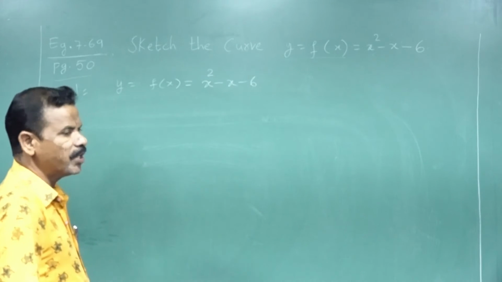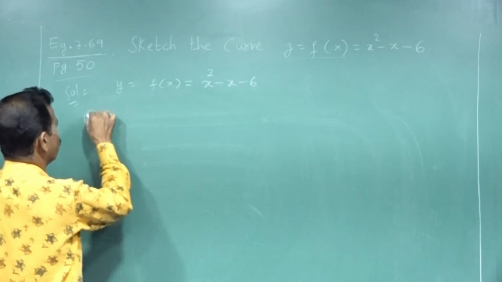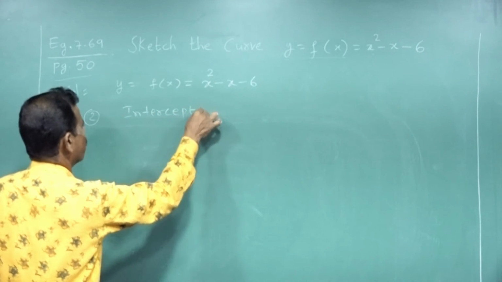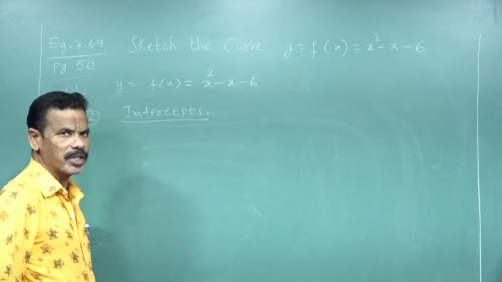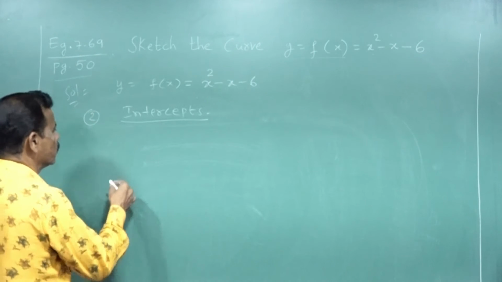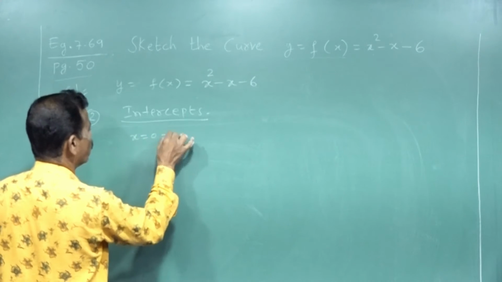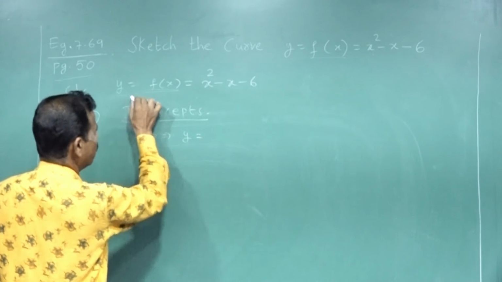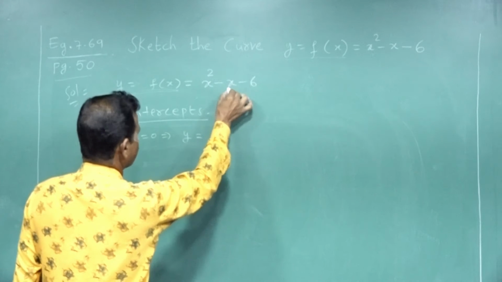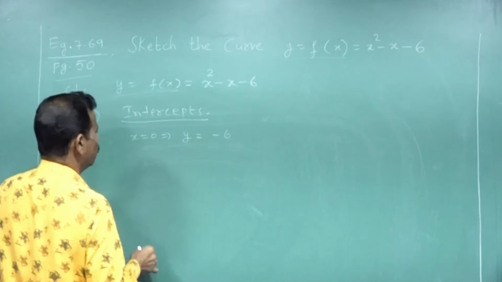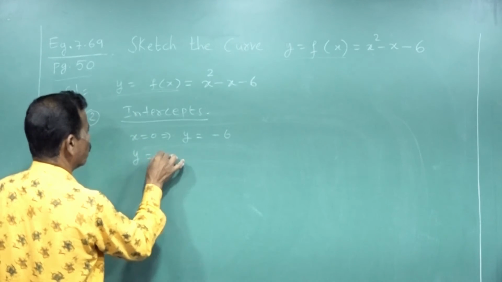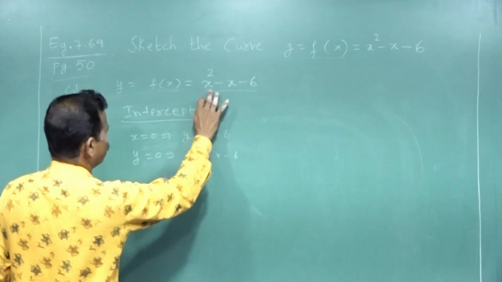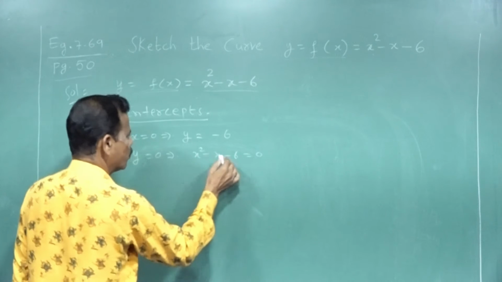After that, the intercepts of the curve. Second, find the intercepts of the curve. How do we find the intercepts? Already I told you. If x is equal to 0, then y is equal to how much? This is y is equal to f of x. Put x is equal to 0: 0, 0, minus 6 comes. Then put y is equal to 0. Then x square minus x minus 6, this value is y, equal to 0. So what value is coming here?